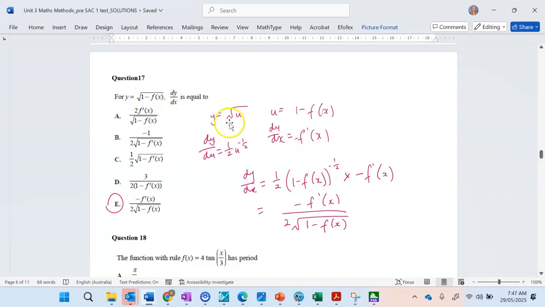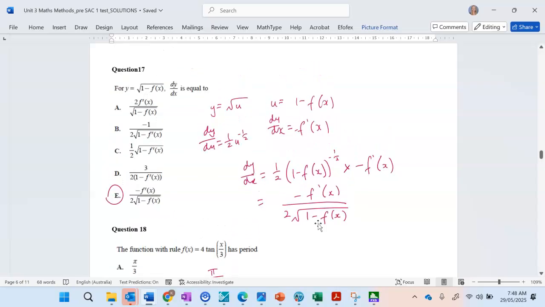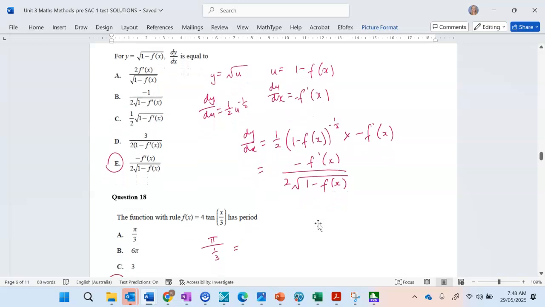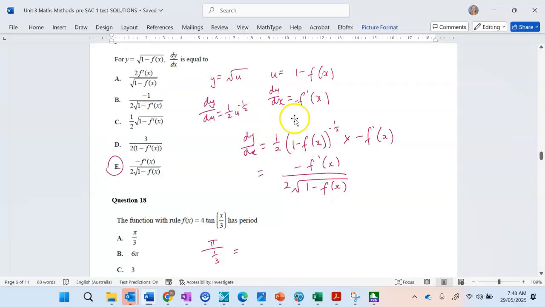I let u equal 1 minus f of x, what was under the square root sign. Went through and found the derivative. Then y is equal to the square root of u, found that, and then put everything together, or did it all by hand. I don't think you can really do it on the calculator. The calculator would help you if you had to find the derivative of something that you couldn't do. But here, because it's all in terms of u and f of x, it's a bit different.